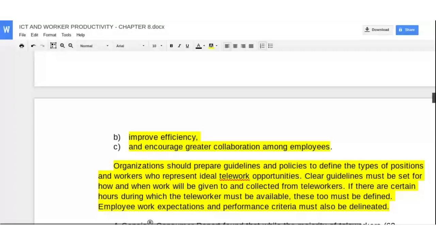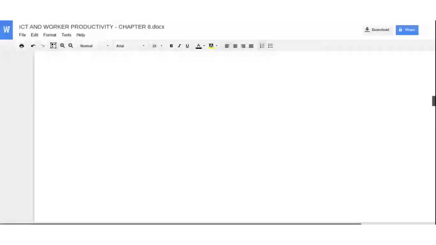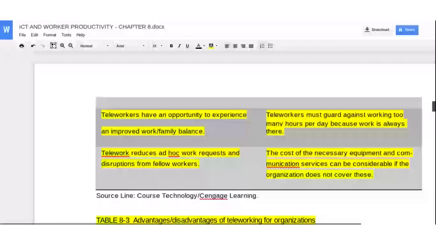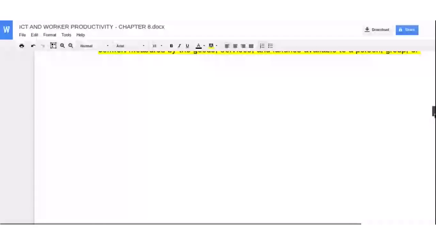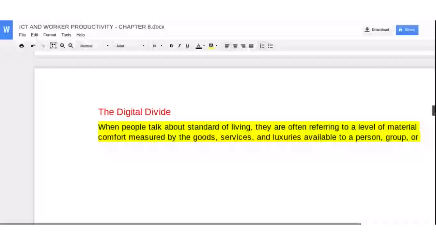And something that is related to teleworking, although it's a completely different concept, is the concept of something called telehealth. And I think that's also going to be important. Okay, of course, I read this issue about the digital divide, some issues that are brought by ICT.